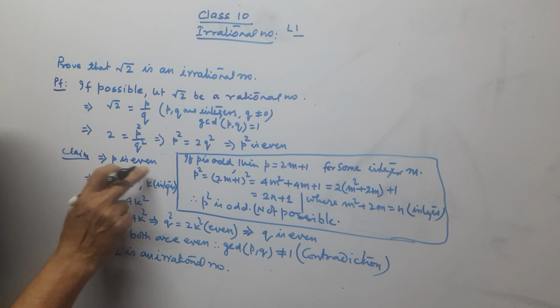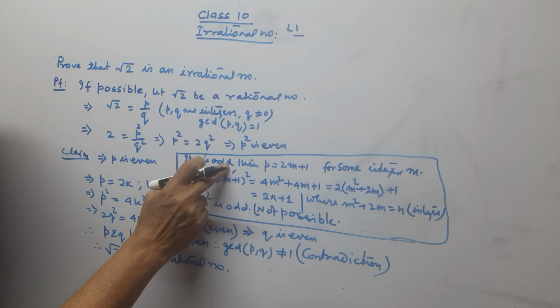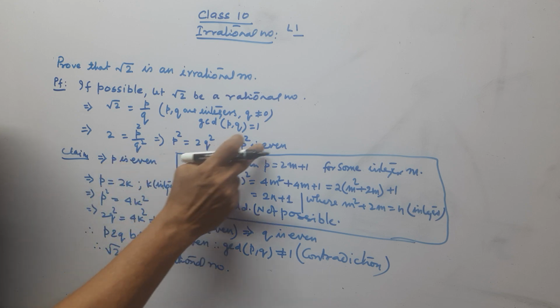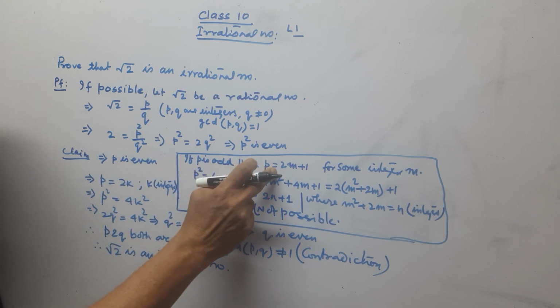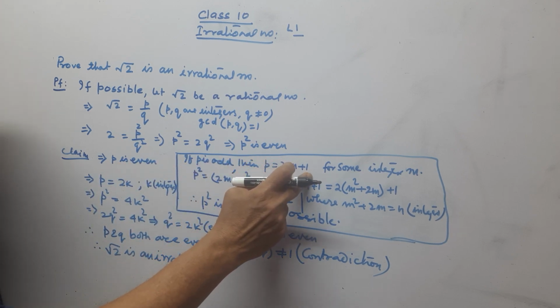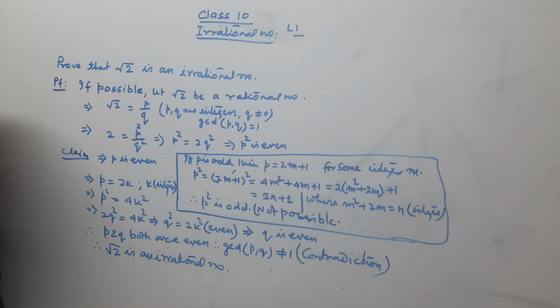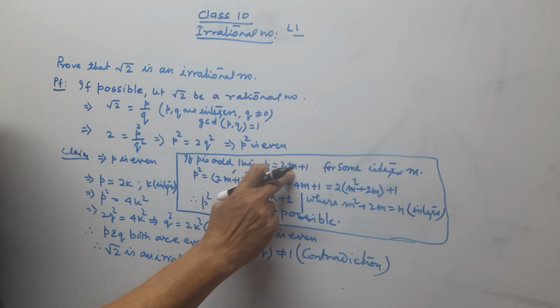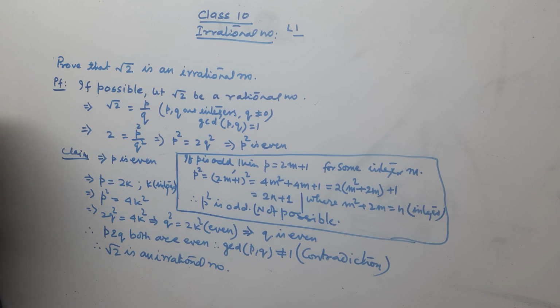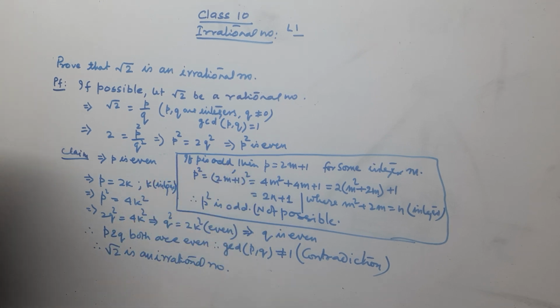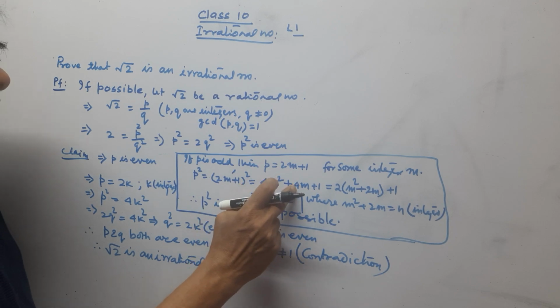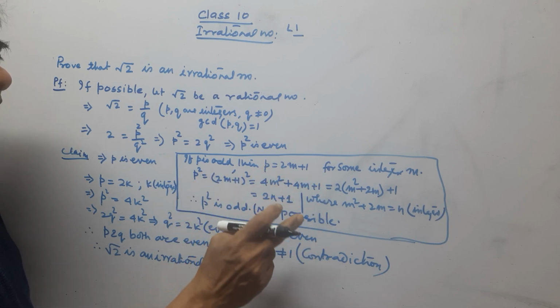So see here, again I have taken the contradiction method. Suppose p is not even, then p is odd. Then p will be 2m plus 1, where m is some integer. This is the form of an odd number. Then p square is (2m plus 1) whole square, and this is 4m square plus 4m plus 1.